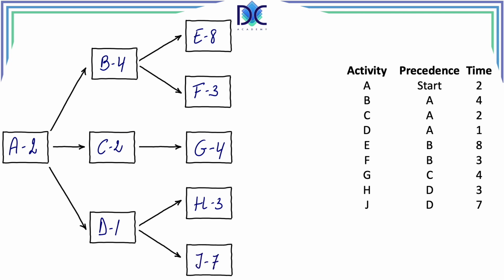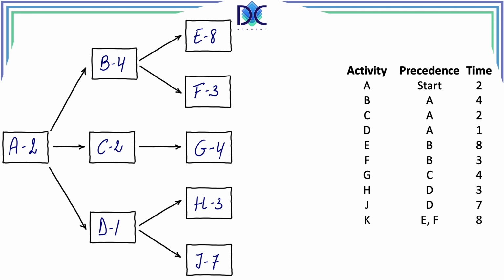I didn't add activity I because it doesn't always have to be like that, but it could create some problems. We may confuse I with the number 1. So we left it out, but it doesn't have to be. It's one of the rules that came from the activity on the arrow methods.